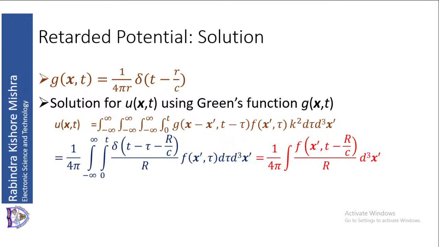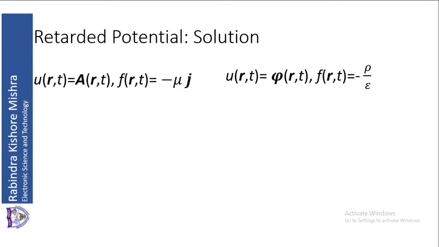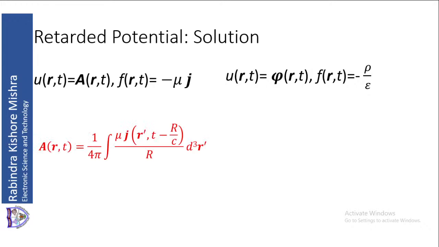This is the solution. Now if U(r,t) is equal to A(r,t), F(r,t) is equal to minus mu J, or when U(r,t) is equal to phi(r,t), F(r,t) is equal to minus rho by epsilon, that we know. Using that, we get A(r,t) is equal to mu by 4 pi times the integration of J(r dash, t minus capital R upon c) divided by R, integrated over r dash.